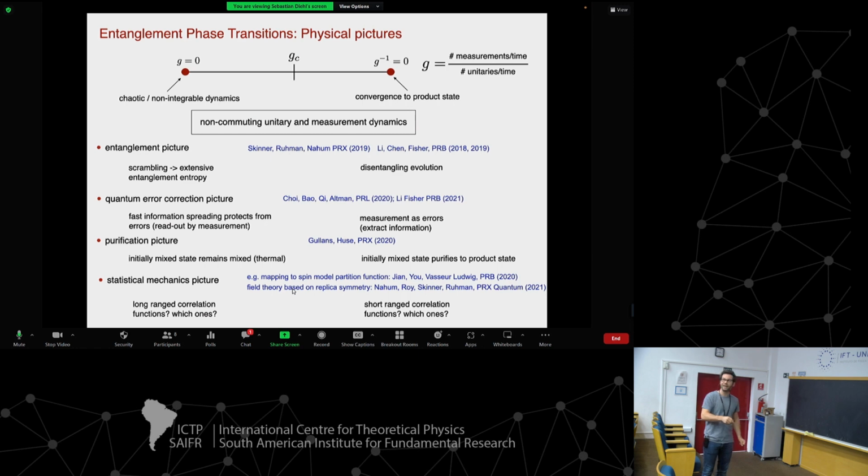There's also a purification picture. All these approaches work starting from pure states. You can also start from a mixed initial state, and then there is also a phase transition, closely connected to the transition in the pure states, which goes by the statement that an initially mixed state remains mixed if the unitary dynamics is strong enough, while an initially mixed state purifies if the measurements dominate. And there are also statistical mechanics pictures that have been developed specifically for these random unitary circuits.